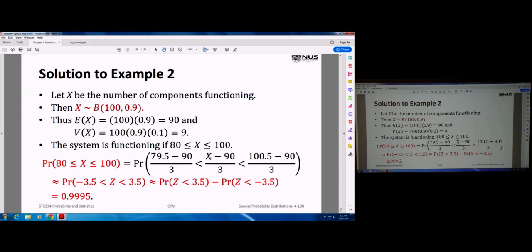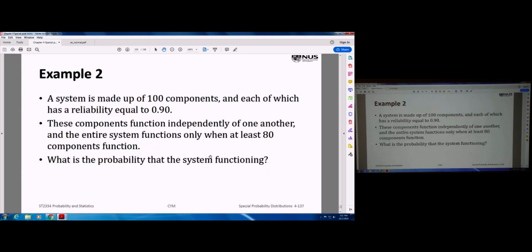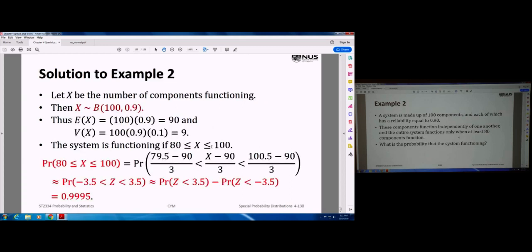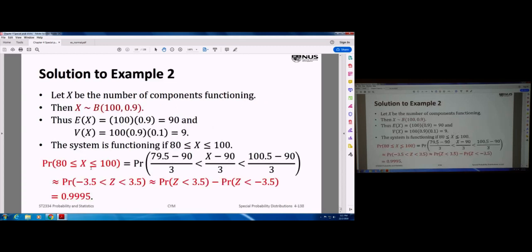Basically now we want to compute the probability that the system is functioning when at least 80 work. So the probability that X is greater than or equal to 80, not less than, sorry. So the probability that X is less than or equal to 100 and bigger than or equal to 80. So I standardize: I do X minus 90 over the standard deviation. And now basically we approximate this with our Gaussian.